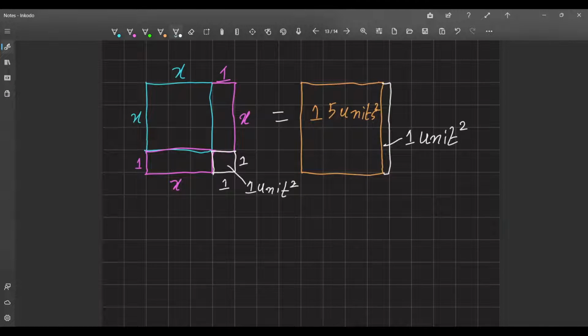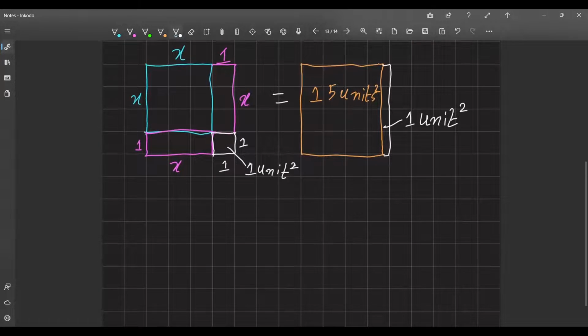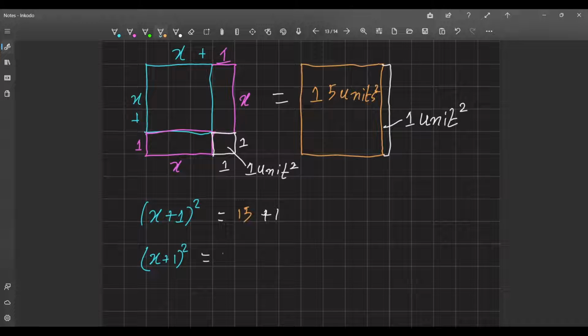Okay, now if I write it all down into the equation form, what I'll get here is a square of sides x plus 1 and x plus 1. I'll write it down. So it is x plus 1 whole square. Okay, since it is the square of the side x plus 1, then this is equal to 15 plus 1. In the next step, I'll write it down as x plus 1 whole square is equal to 16. Okay.